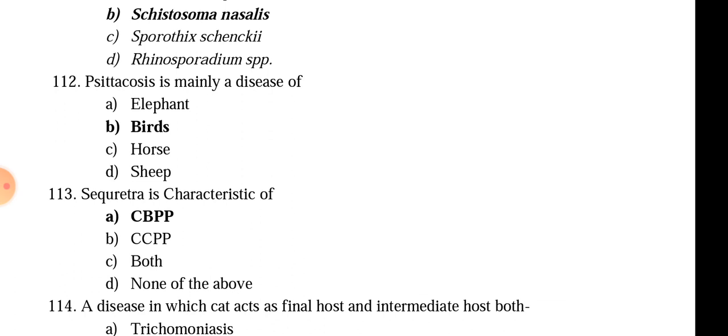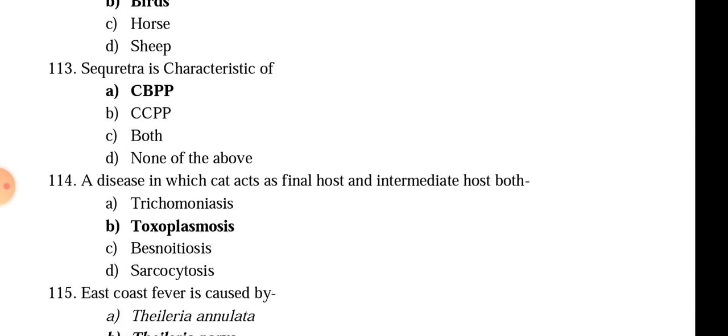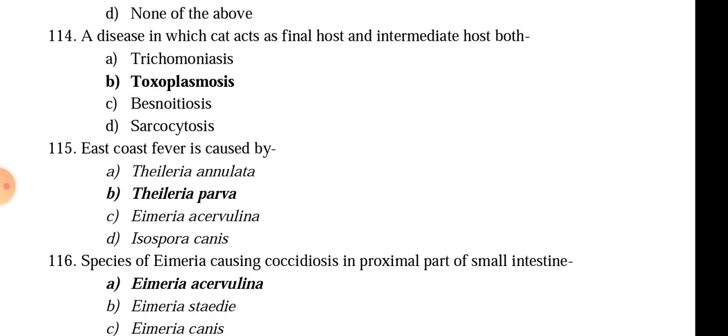Sequestra is characteristic of CBPP, contagious bovine pleuropneumonia. A disease in which the cat acts as both final host and intermediate host is toxoplasmosis. As cats may be infected with toxoplasmosis, it is suggested that pregnant women avoid contact with cats, because they can transmit Toxoplasma to human pregnant females.